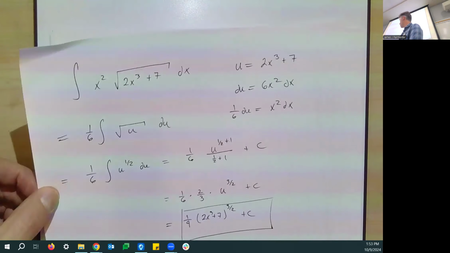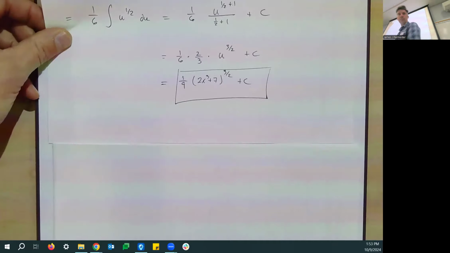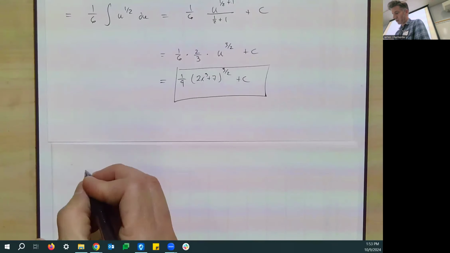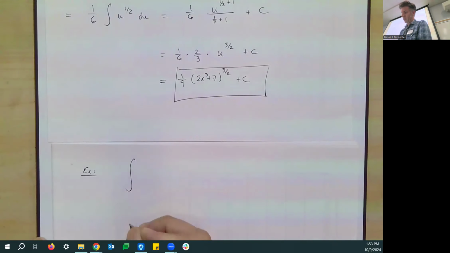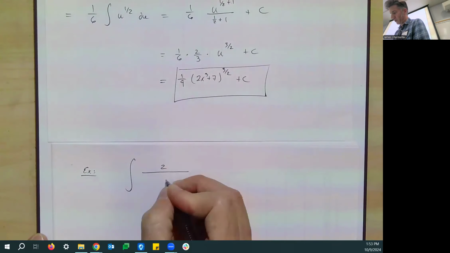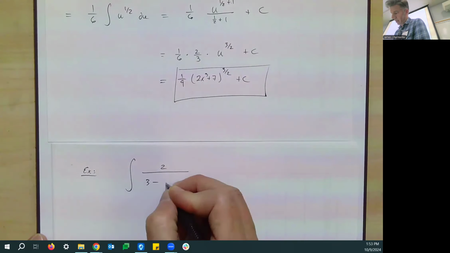So let's look at a few more things. We got time. We might as well just do a few more substitutions here. Sorry, I feel like I got away a little too fast. So another example. What if we want to find the integral of, like, say, 2 over 3 minus 10x?